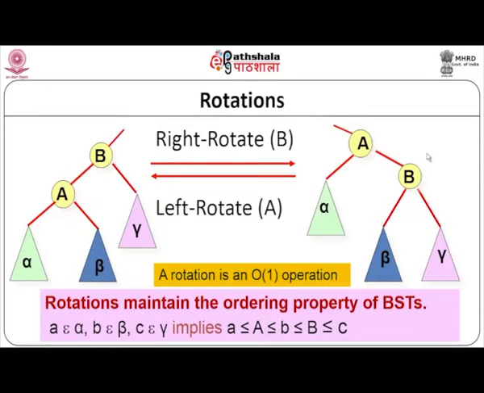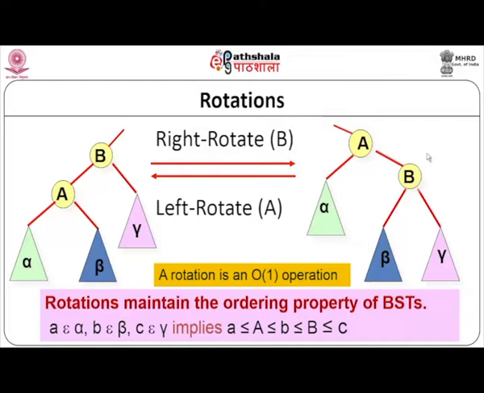So, there are two types of rotations, right rotate B or left rotate A. A rotation operation takes order of 1 only. The idea is that rotations maintain the ordering property of BSTs. If it did not, then there is no point in doing a rotation.